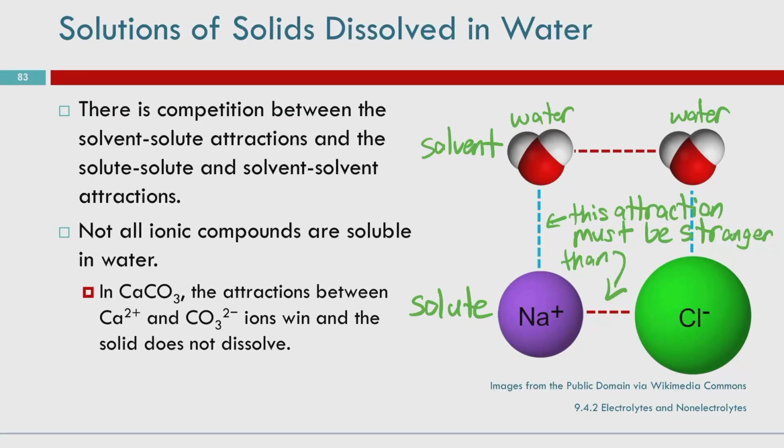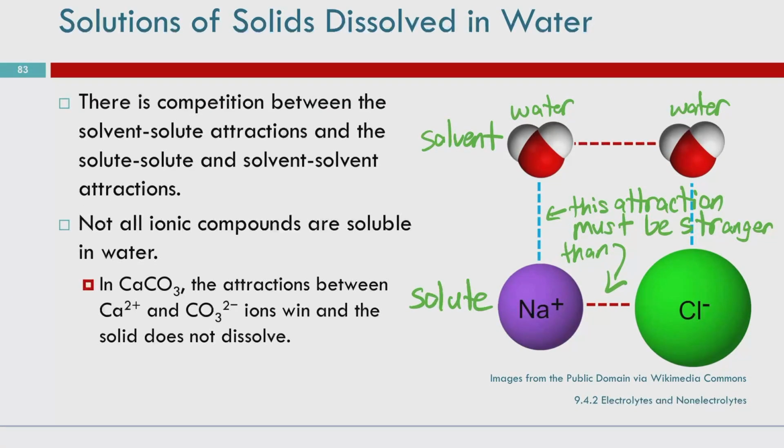Not all ionic compounds are soluble in water. So calcium carbonate, for example, the calcium and the carbonate have a very strong attraction to each other, and water is just simply not strong enough to pull them apart. So the calcium carbonate stays intact.